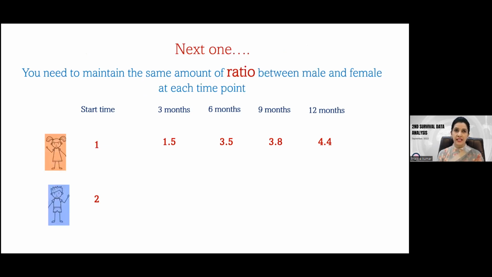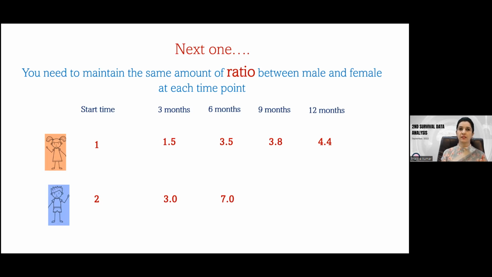Now in this case, I need to maintain the same ratio. In the previous example, it was the difference, whereas in this example, if I want to maintain the same ratio between male and female at each time point, then how can I do it? What should be my answer in this case at 3 months? So 3, right? At 6 months, Dhruv is writing 3, Manoj 7, Sinduri 7, Neha also 7, Rutuja, Anjana, Jennifer, Manoj, all 7.